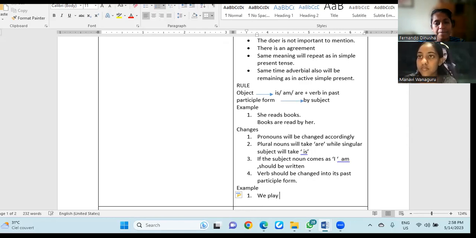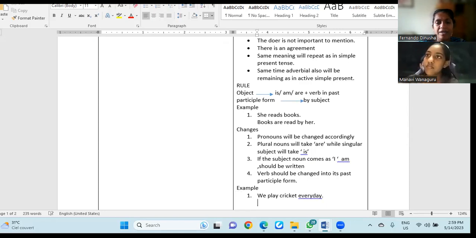We play cricket every day. Now, in that case, whenever we convert this to the other side: cricket is played by us every day. Now, did you see?